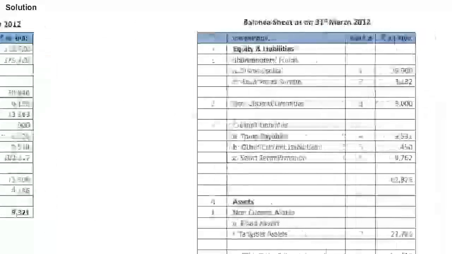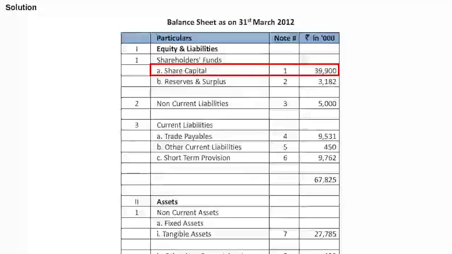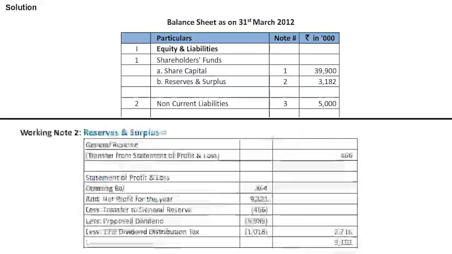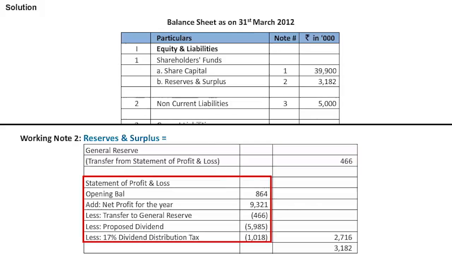So now come to the balance sheet. This we have already seen. So share capital 39,900 we have already seen. Then reserves and surplus, note number 2. This we have seen, and this is all we have seen, right? So this is the closing accumulated statement of profit and loss balance plus reserves and surplus 3,182.